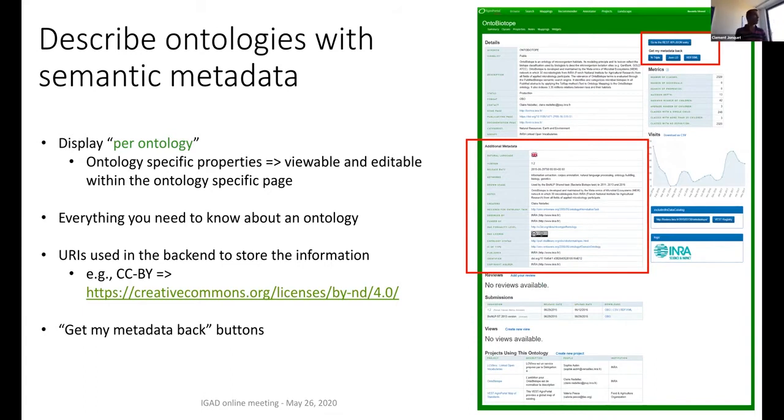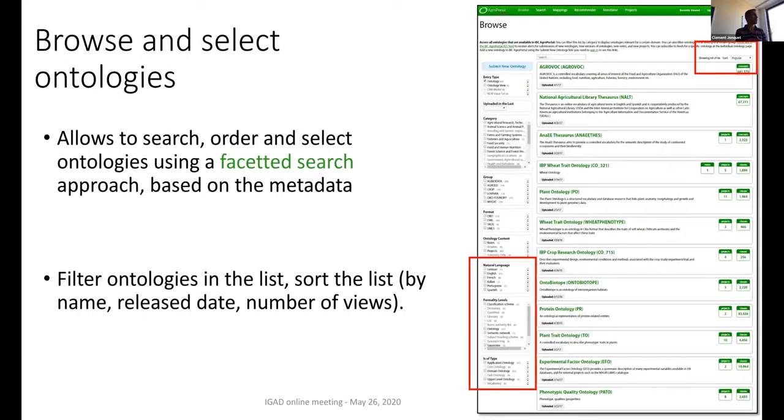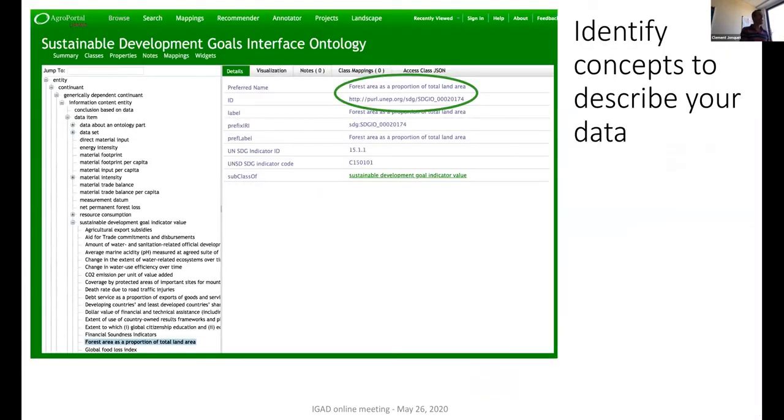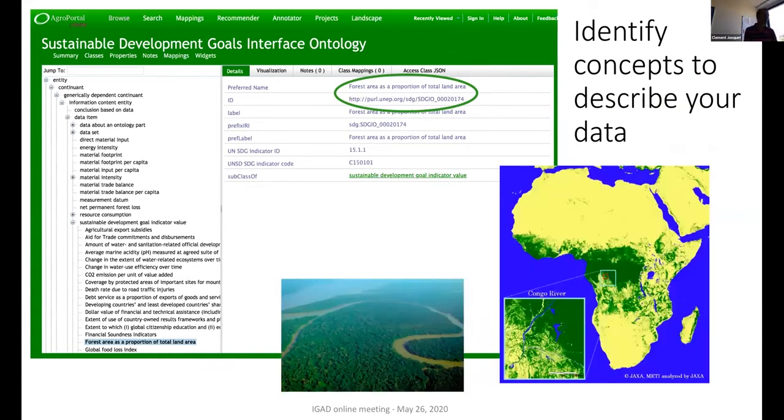So this is one of the features we have in the portal description. We can search, browse, and select ontologies on the UI. You have that faceted search interface that helps you find the ontologies of interest, still with the vision of selecting these ontologies. And then finally, the basic page on AgroPortal is a page where you will see the terms in a hierarchy on the left and get the detail for those terms, and you can use them to describe your data. Here, for example, the forest area as a proportion of total land area in one of the ontologies in the portal.